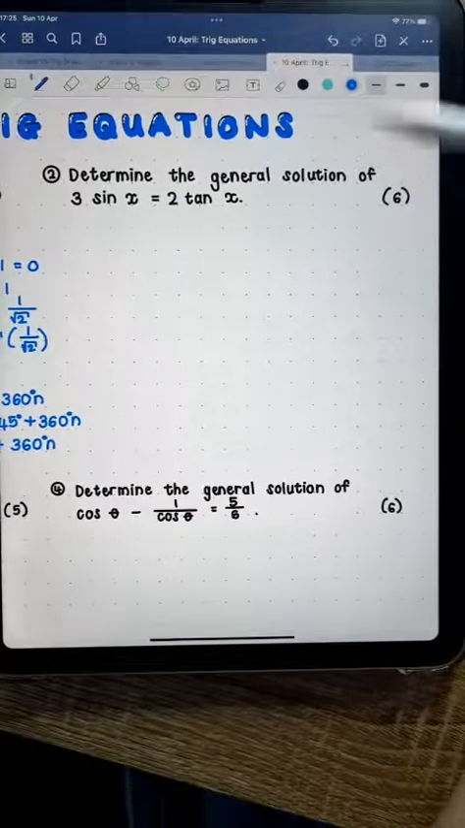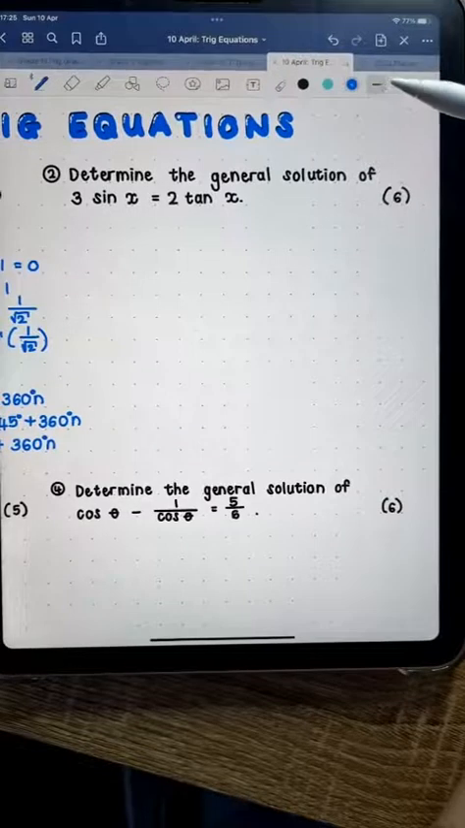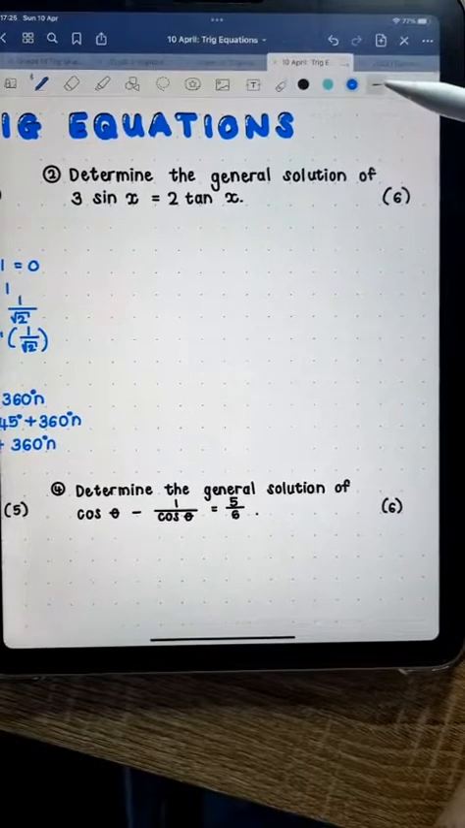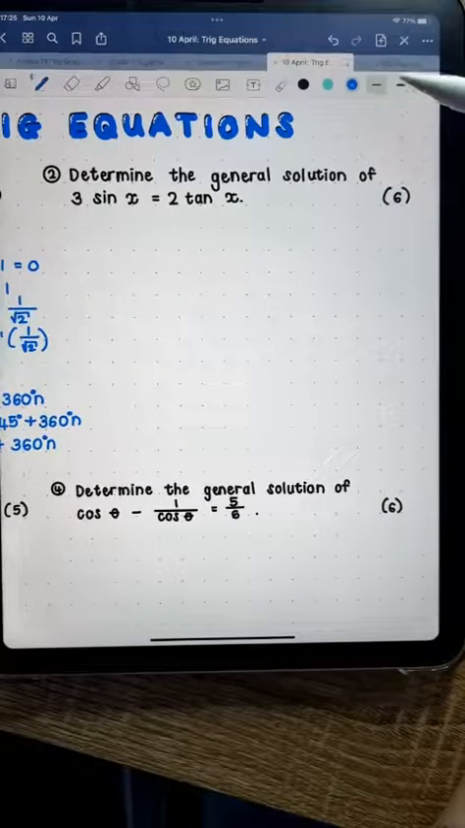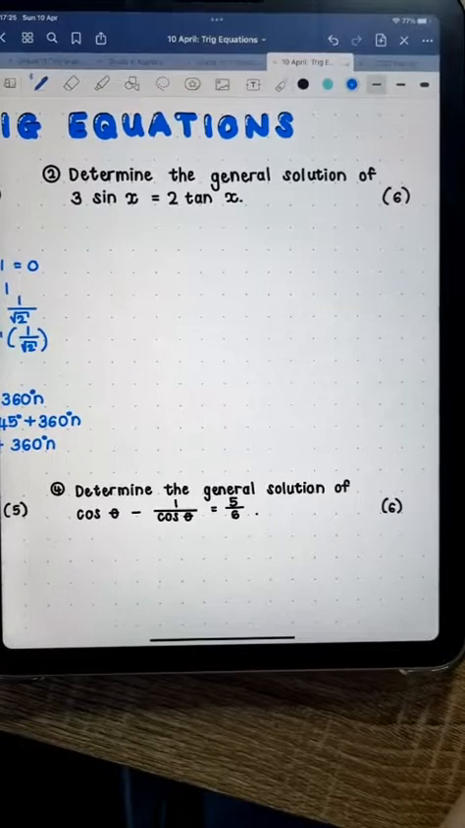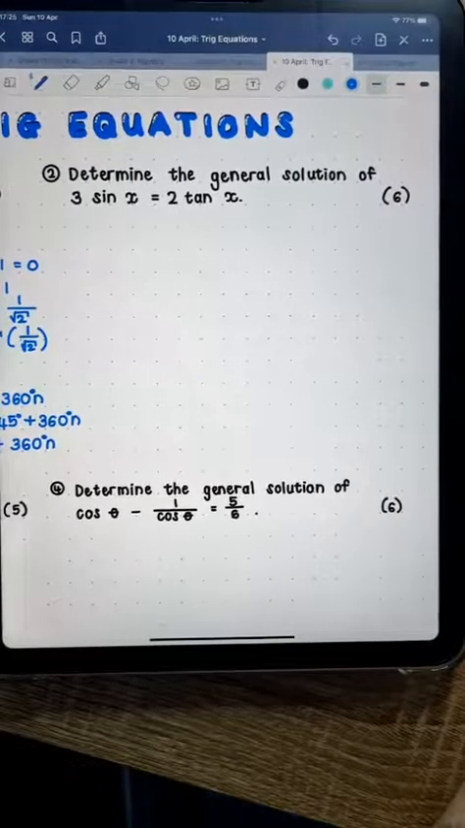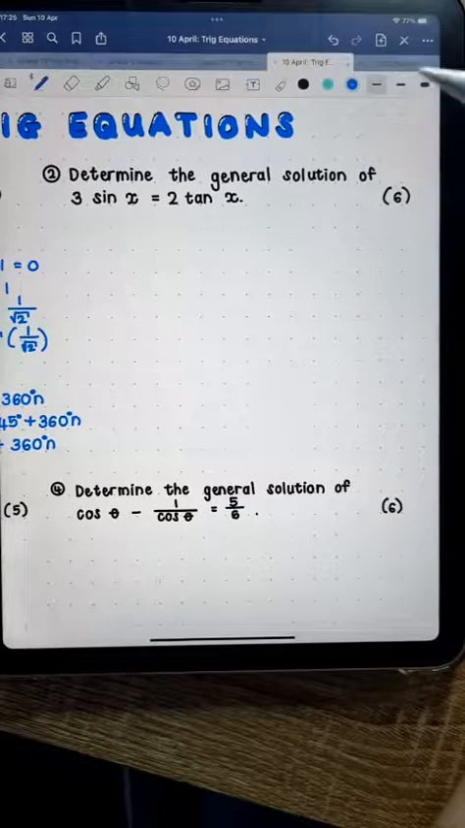Can anyone say in the comments, what must you do with a trig equation if you have, hi baby. Hello. Mommy's teaching. Can no one remember when we have multiple terms, what do we need to do?